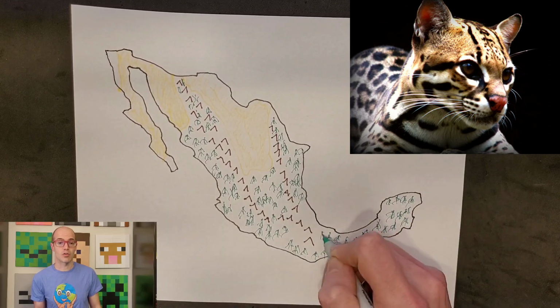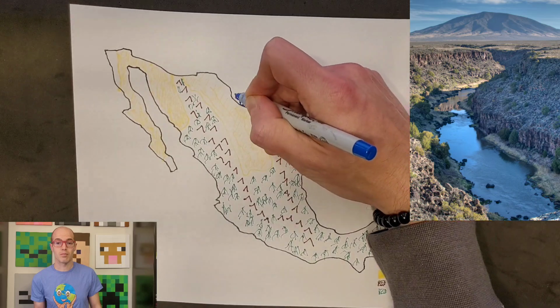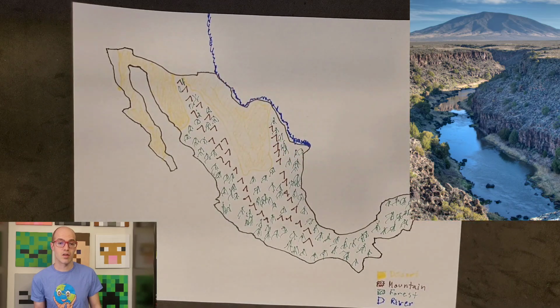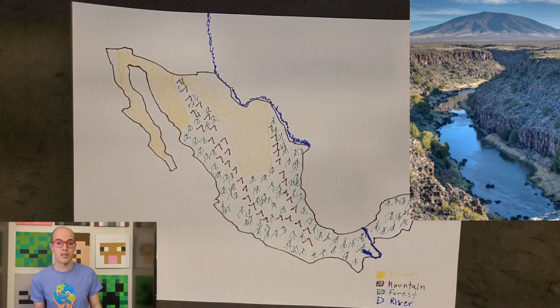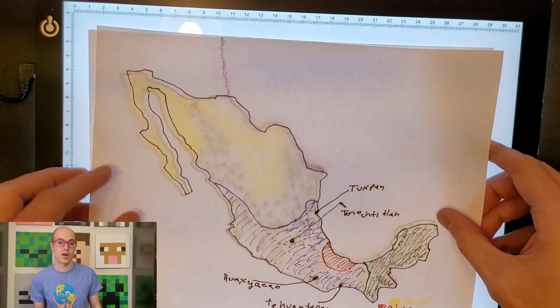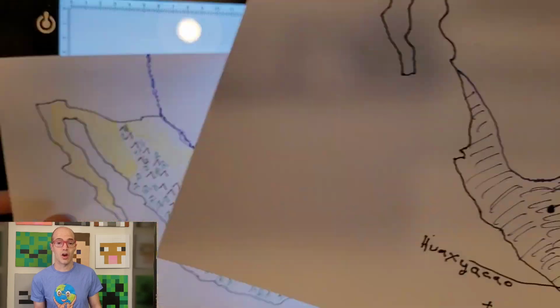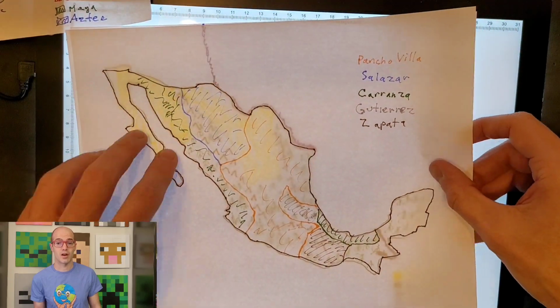As for Mexico's major rivers, the Rio Grande forms part of the border between Mexico and the United States, while the Usumacinta River serves as the natural boundary between Mexico and Guatemala. It is clear that Mexico's boundaries and geography will continue to shape North America.